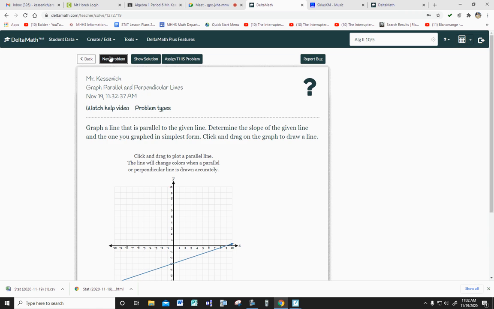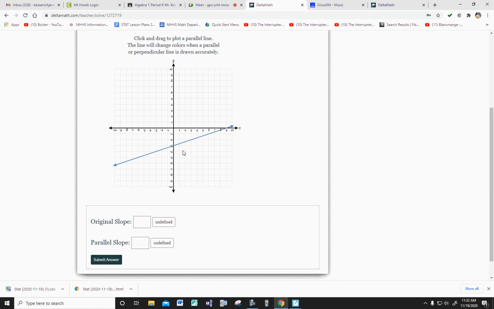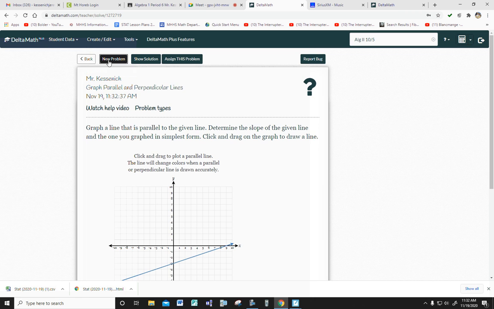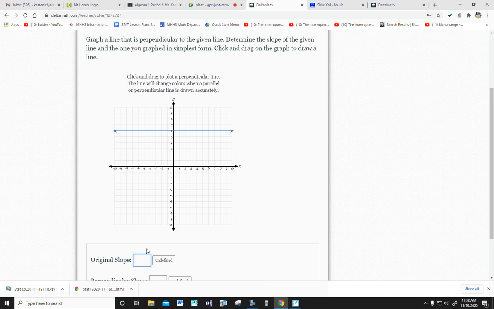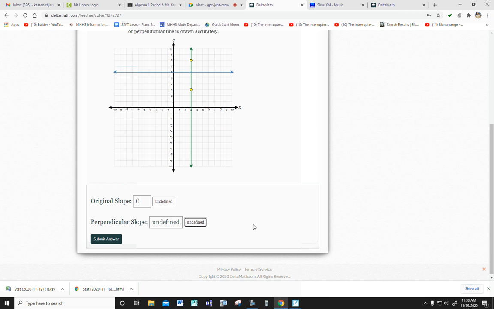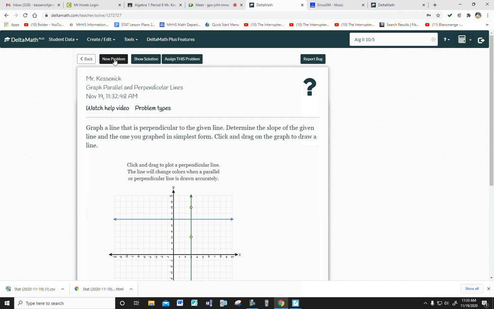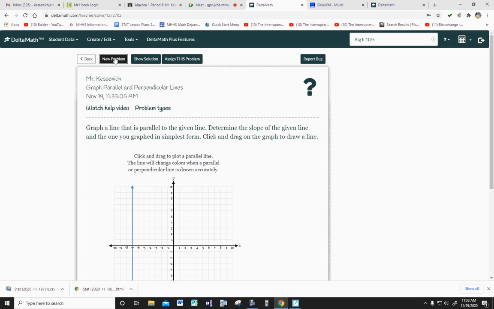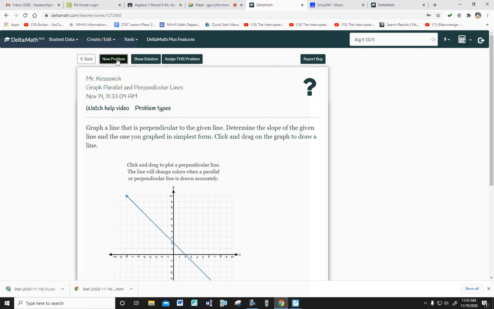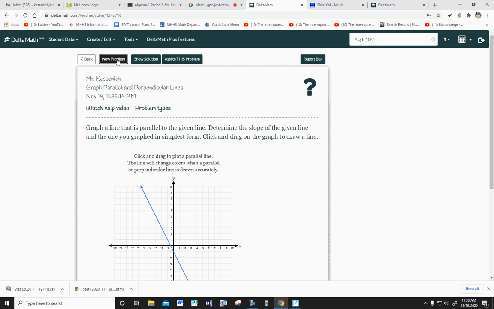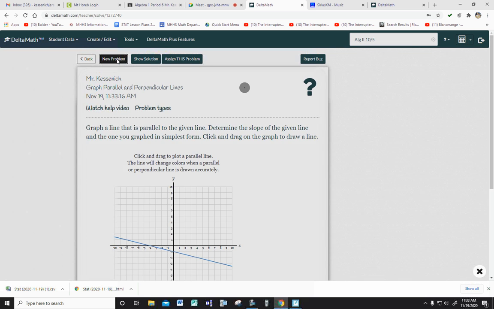Let me find one that runs this way. The first thing you do is find, oh, we already did parallel. Skip that. We did a vertical one. Perpendicular to this, the slope of this line is horizontal, so it's 0. And when you draw a perpendicular line to it, it's going to be vertical, so then it's undefined. Parallel, perpendicular, we did that. Perpendicular, we did one like that one.